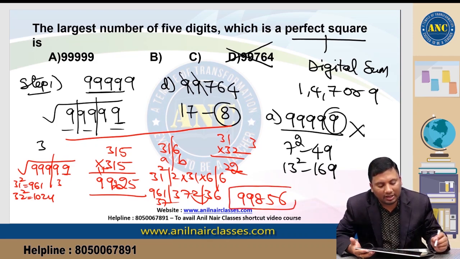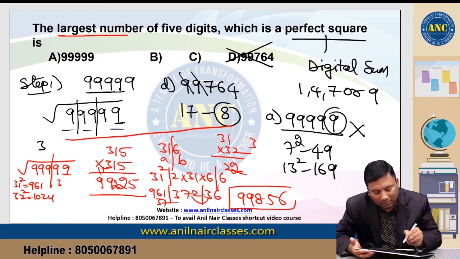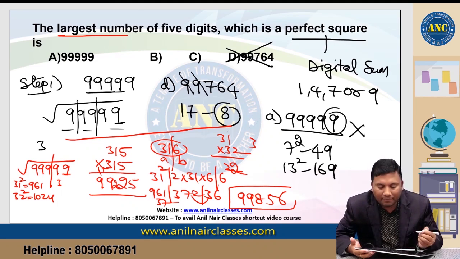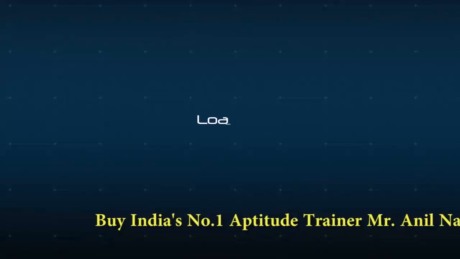What I did, I checked the answer options. What is the nearest value that we got? The answer is moving around 313, 314. So I checked 315 square. 315 square is 99225, but we want the largest number. I checked 316. If 316 square is just closer to the largest number of 5 digits, that itself will be the answer. So the answer for this question is 99856. I hope the idea is clear.